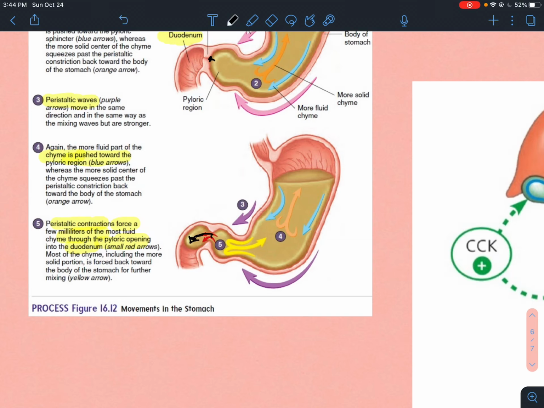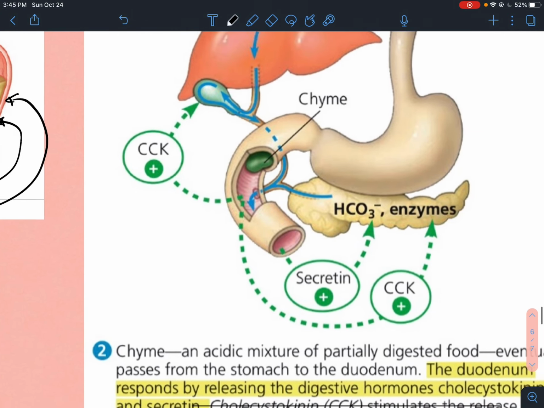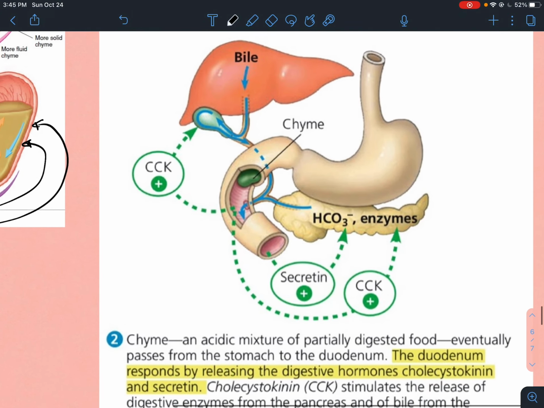When that happens, the duodenum receives this very low pH, and in order to prevent itself from being injured, sends hormones, secretin and cholecystokinin, or CCK, towards the stomach, telling it to slow down. We can see that very clearly in this image.